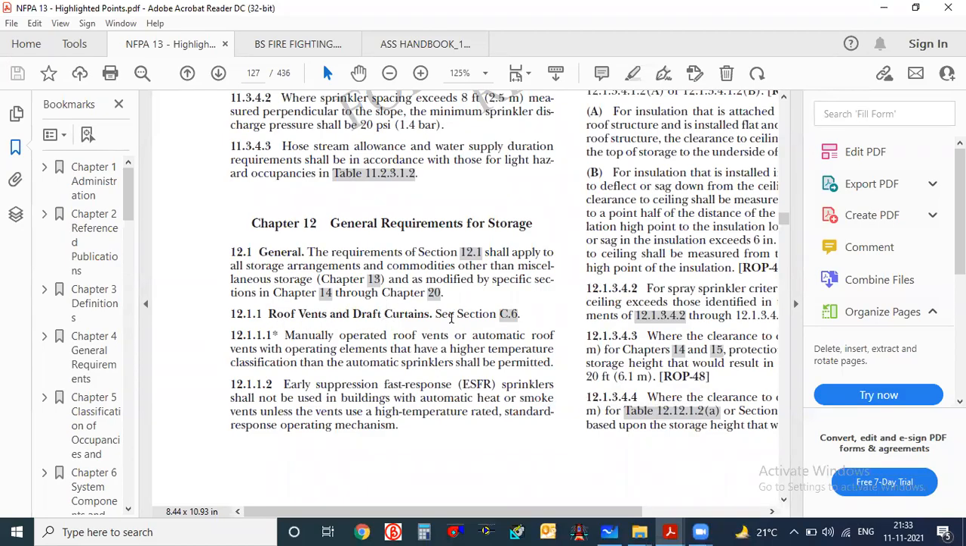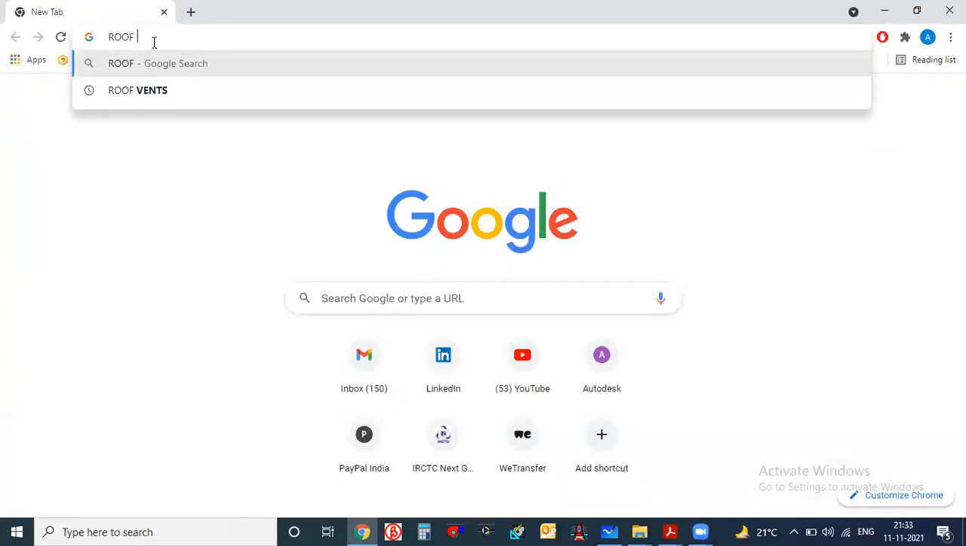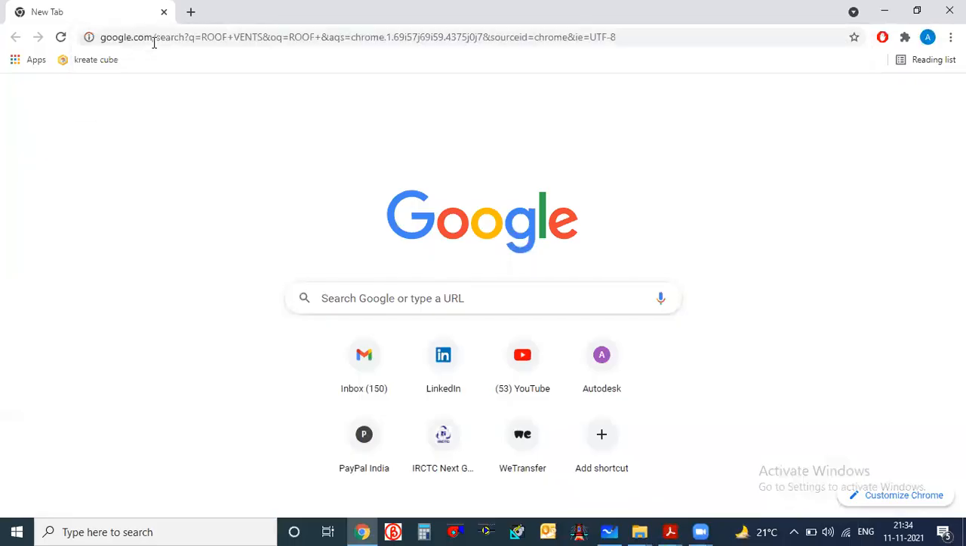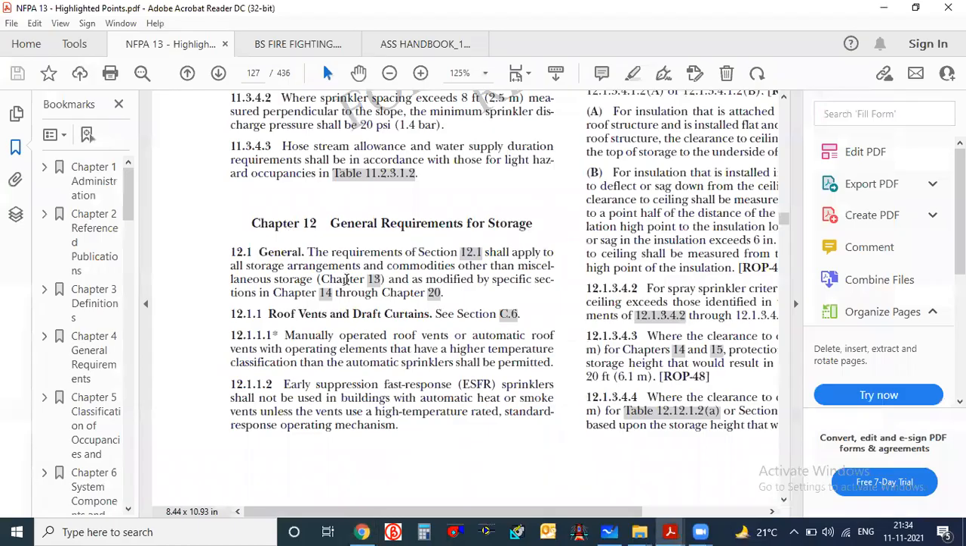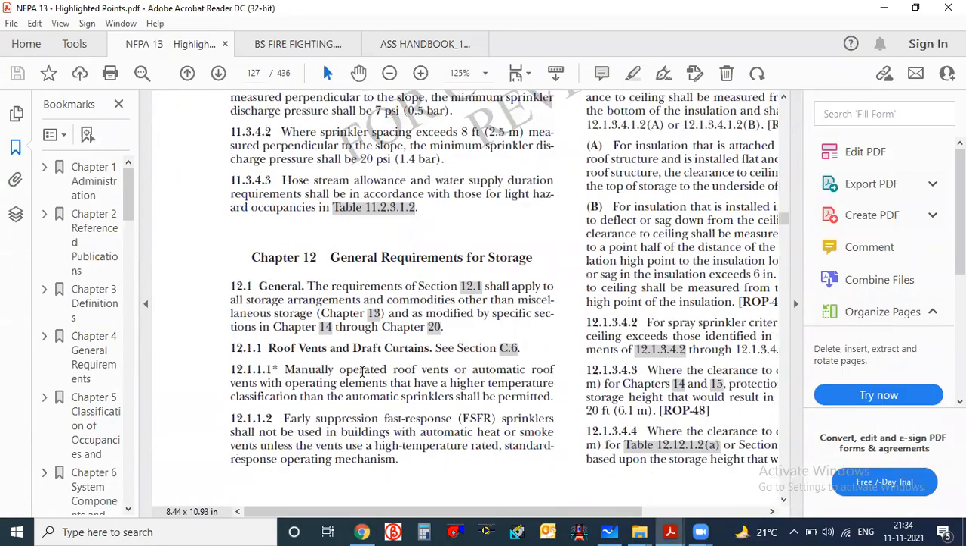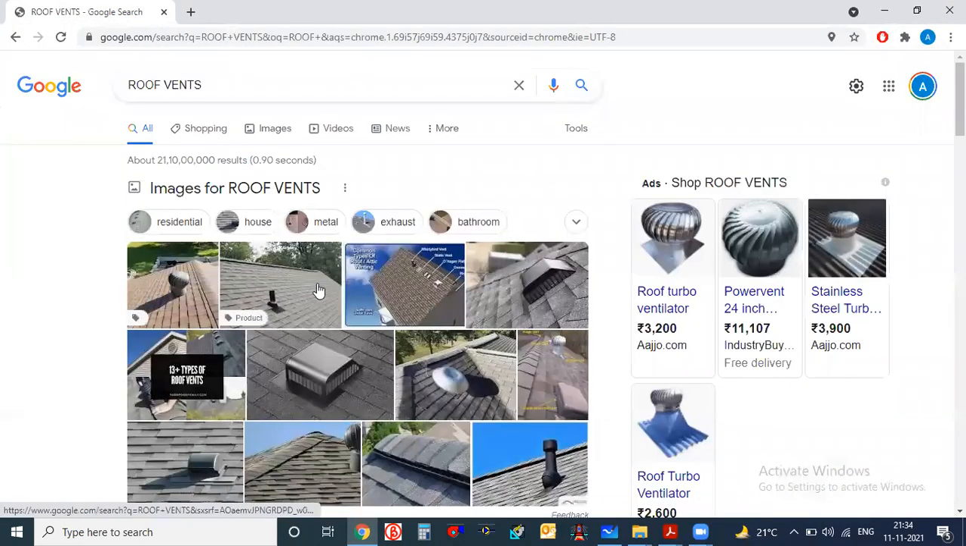First topic, they have given roof vents and draft curtain. Like in industries, the roof vents will be installed. I will show you how these roof vents look, and you will understand. Actually, roof vents are used to extract the heat from the room. Sometimes I think you have seen in the warehouses they will keep one top tower, one round fan in the roof. That is nothing but roof vents. If you check on the internet also, you will get it. Let me open it.